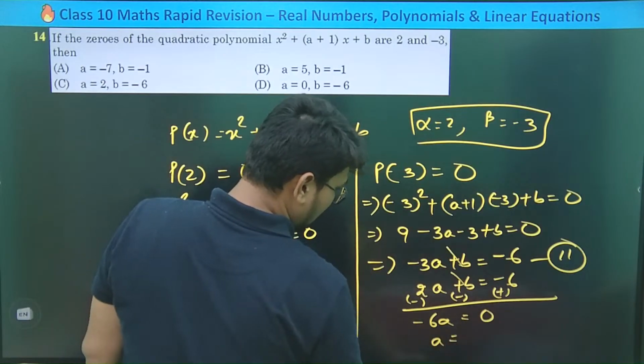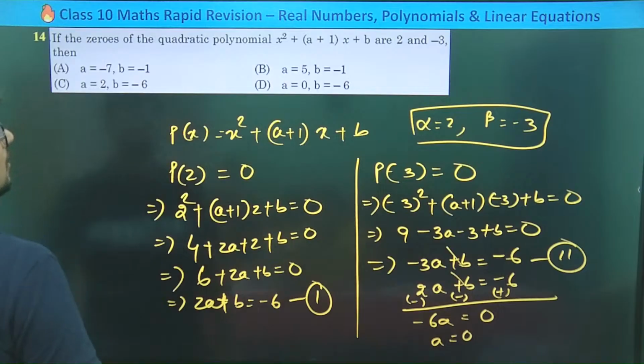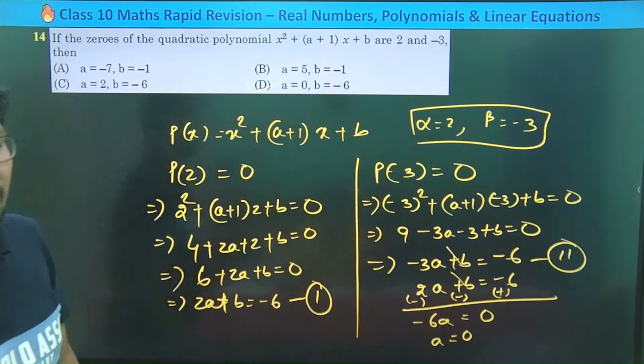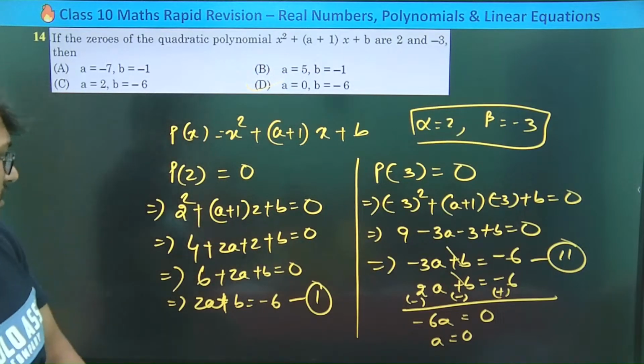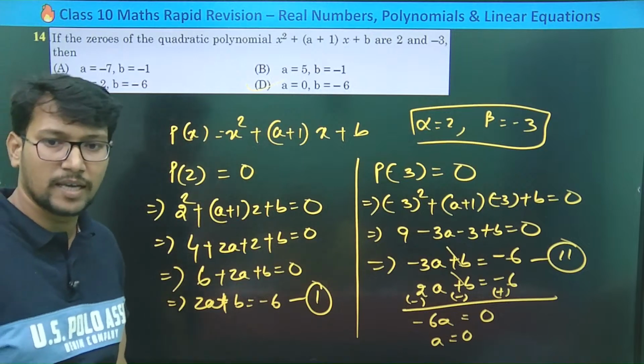So a equals how much? A equals 0. So option D is correct, right or not? So definitely we will get minus 6. Check it, put 0. A is 0, so what is B? Minus 6. Done or not?